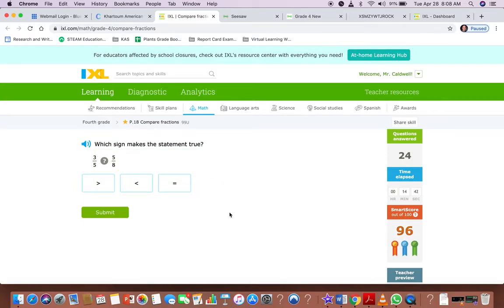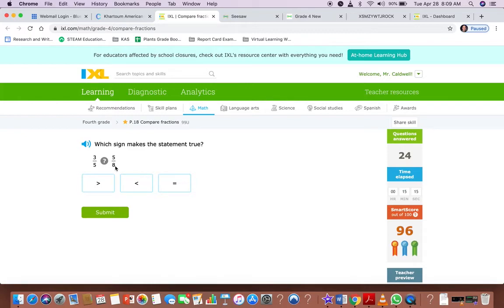All right, which sign makes the statement true? 3/5 or 5/8. All right, so for this one, we might just need to multiply. We just might need to multiply it times 8. So 5 times 8 would be 40. All right, and then 3 times 8 would be 16. Is that right?